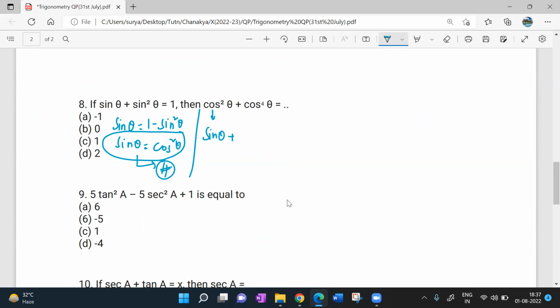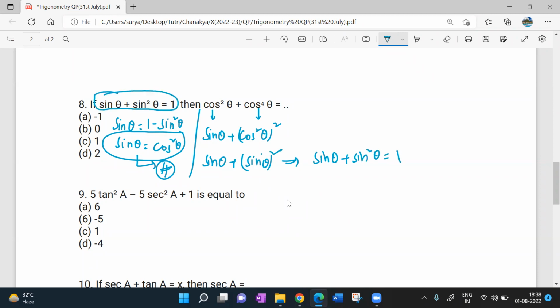Sine theta. Wonderful. Cos to the power of 4 theta can be written as cos square theta whole square, or not? Tell me. Yes. Sine theta as it is. Cos square theta can be written as sine theta, whole square again. So, beta, look: sine theta plus sine square theta, which is equal to 1 as per the given question. Option C is correct. Do check. Any doubts? Any doubts from the hashtag equation?